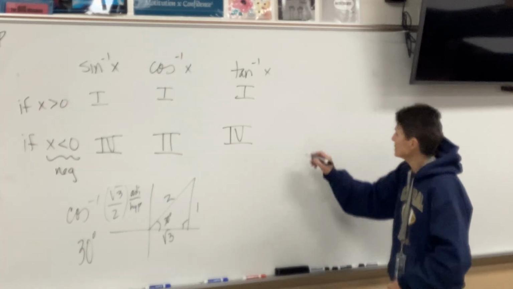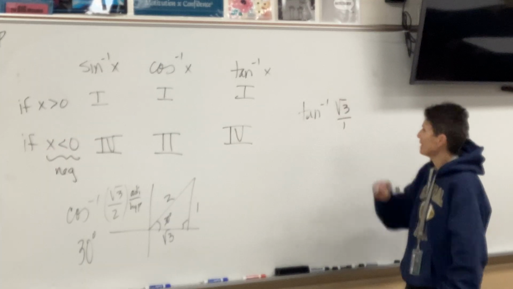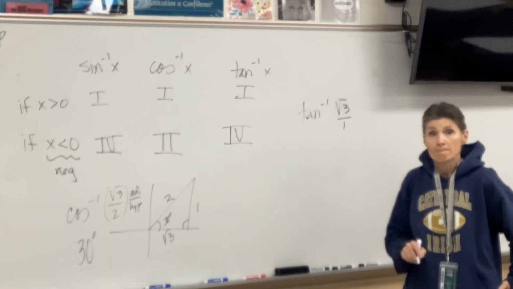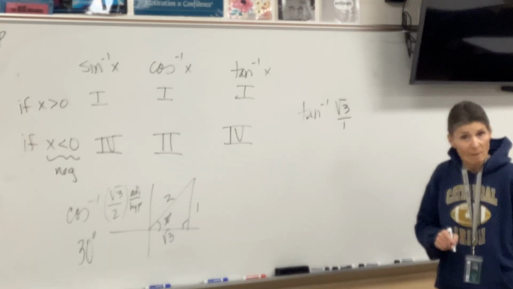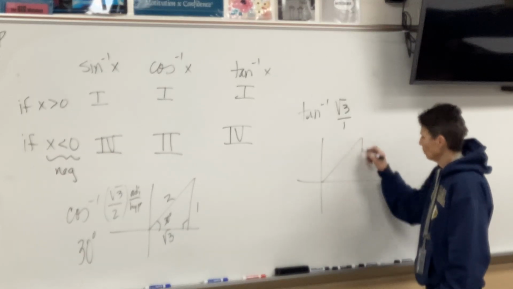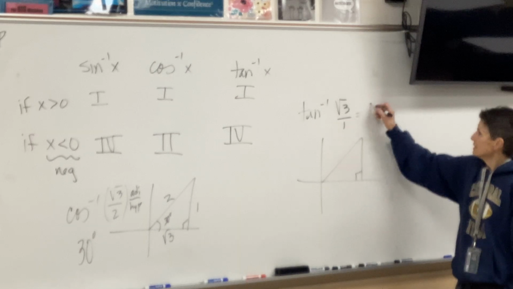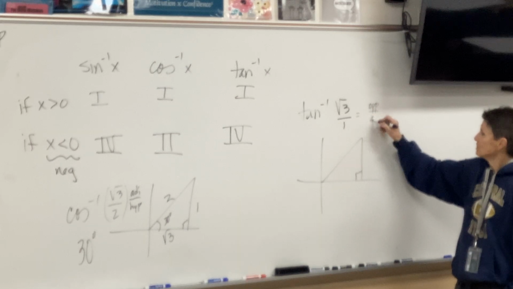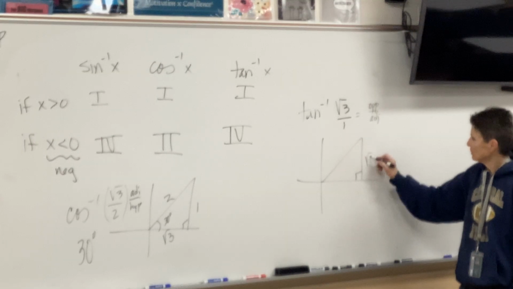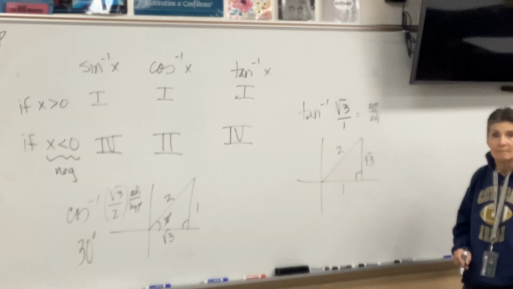The angle whose tangent is √3. Now I'm going to think of that as a fraction, √3 over 1. Notice it's positive. So positive means I'm going to draw it in quadrant 1 again. Tangent is opposite over adjacent. So opposite is √3, adjacent is 1, that makes the hypotenuse 2.